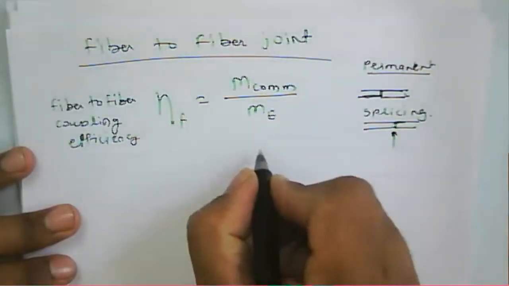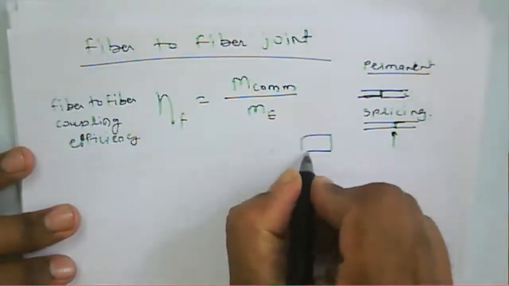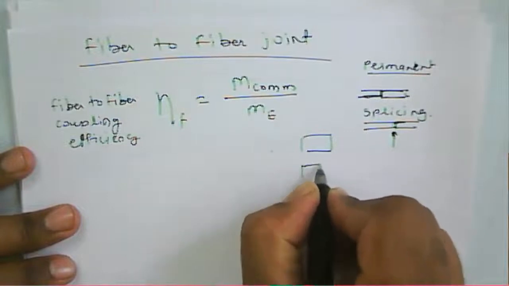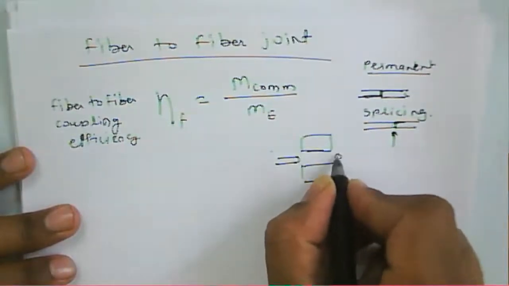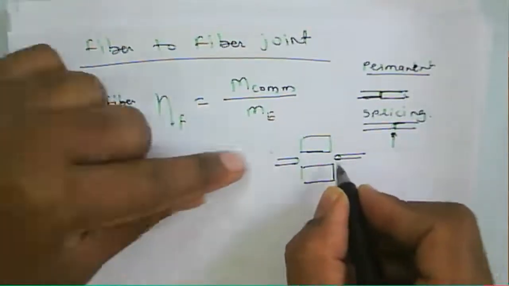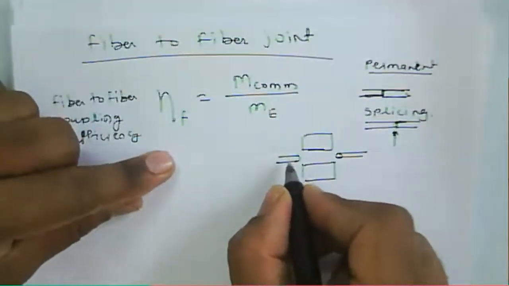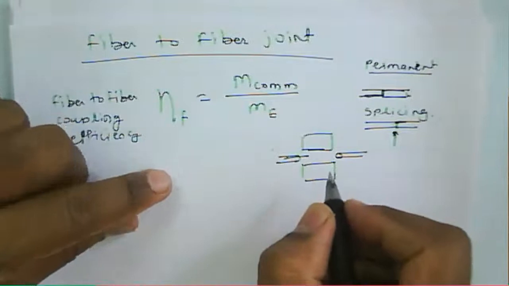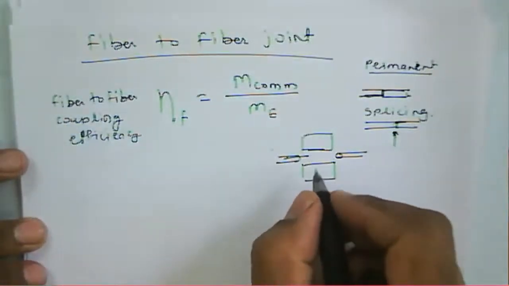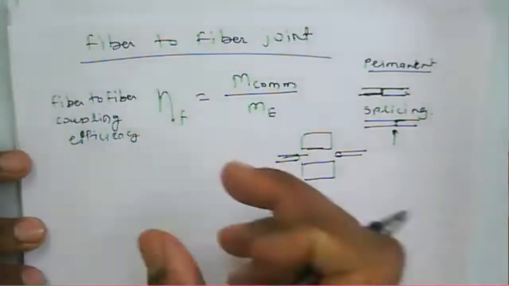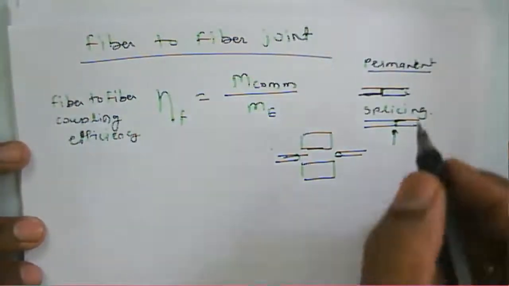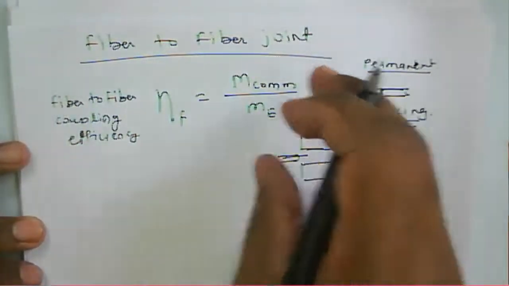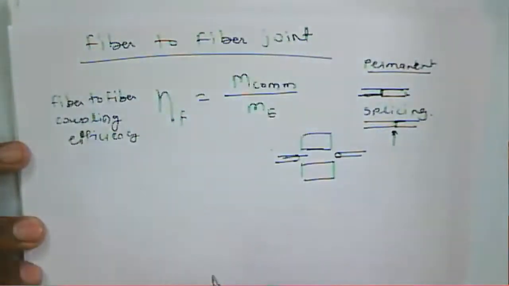And connector means what? We have one particular separate connector, or that particular groove. We just need to insert the two fiber ends and insert them tightly here. There should not be any gap there. That is called a connector. That is a demountable connector, so we can remove the fiber from that. That is a technique to connect a fiber.